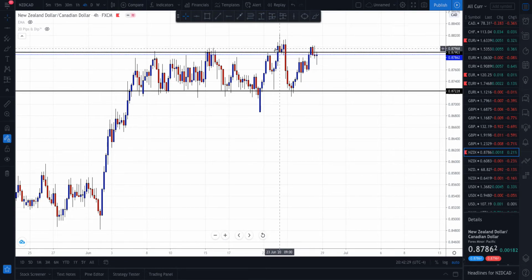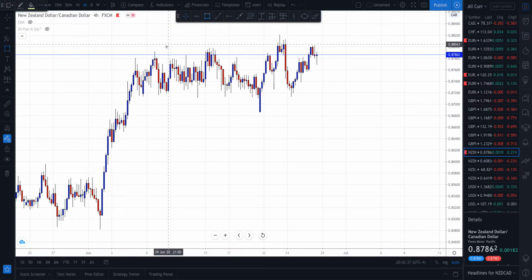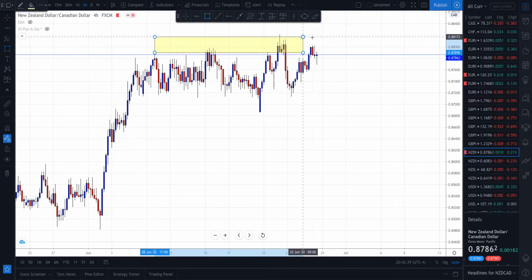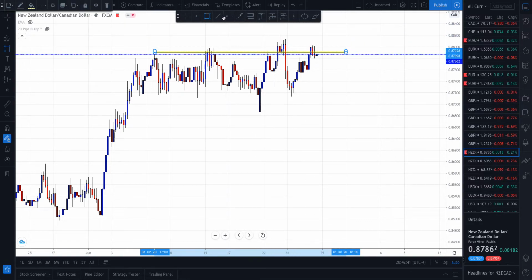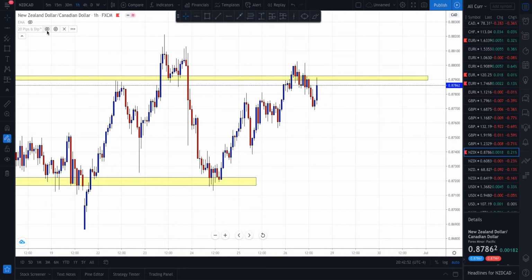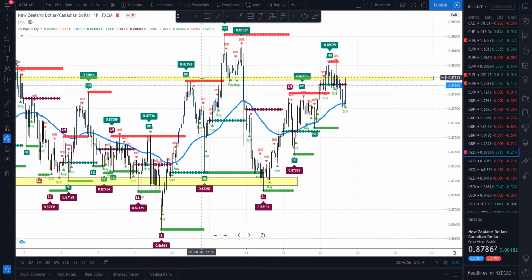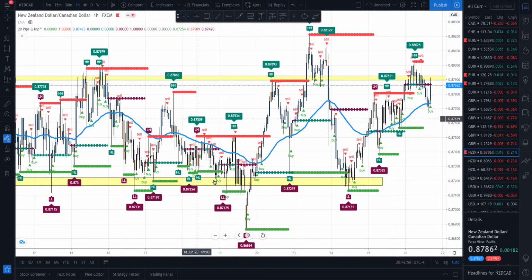So now we know that these are common zones. So I'm going to delete these. I hardly use my horizontal lines, and I'm going to get this box here, and I'm going to just mark these zones out because I know that they're key zones and price is rejecting them. Okay, so it's as simple as that. Now I'm done with the 4-hour time frame. Drop down to the 1-hour time frame, and we're going to turn on our indicator, the 20 pip and dip indicator. All right, so now what's with these zones, these yellow boxes?